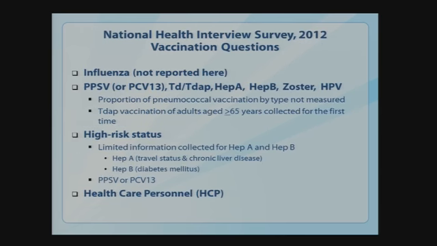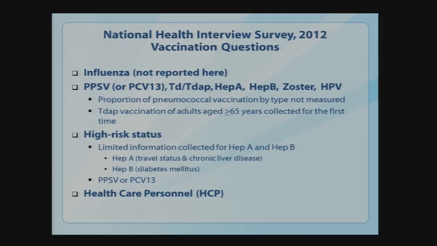This report does not include influenza. It does include pneumococcal vaccination. Overall, that includes the polysaccharide as well as the conjugate vaccine, tetanus toxoid-containing vaccines, including Td and Tdap, hepatitis A, hepatitis B, zoster, and HPV vaccination. The proportion of pneumococcal vaccination by type of vaccine was not measured in the 2012 NHIS. And Tdap vaccination of adults was collected for the first time in the 2012 NHIS on adults 65 and older, and analysis was done on that group.